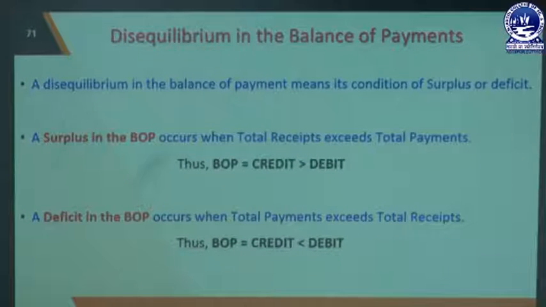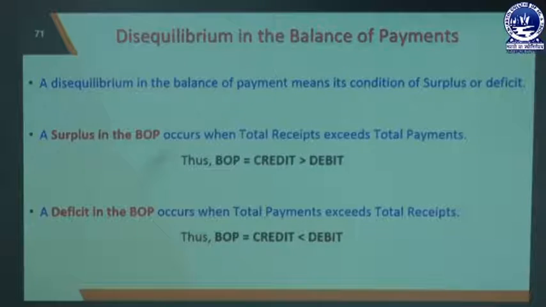A disequilibrium in the balance of payment means a condition of surplus and deficit. The balance of payment is a statement which maintains all the economic transactions of a country with the rest of the world. So balance of payment should always be in equilibrium. That means the debit side of balance of payment must be equal to the credit side, or all the receipt transactions must be equal to the payment transactions. That is known as equilibrium of balance of payment.